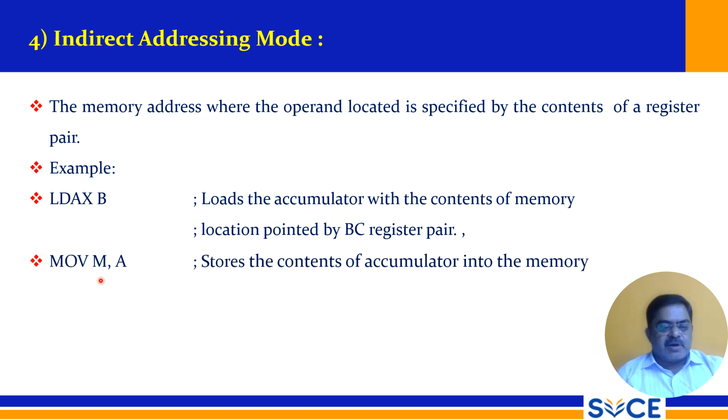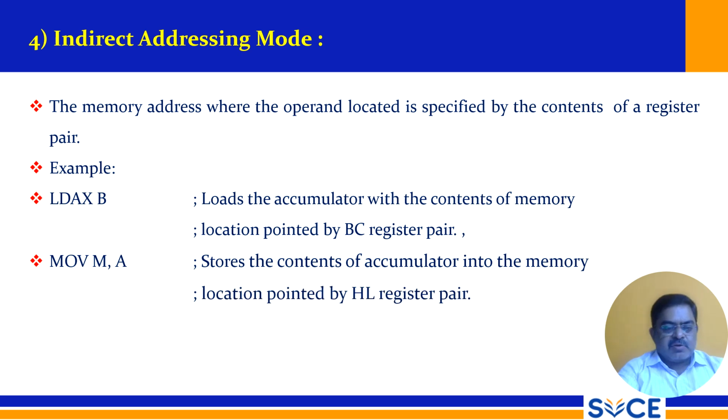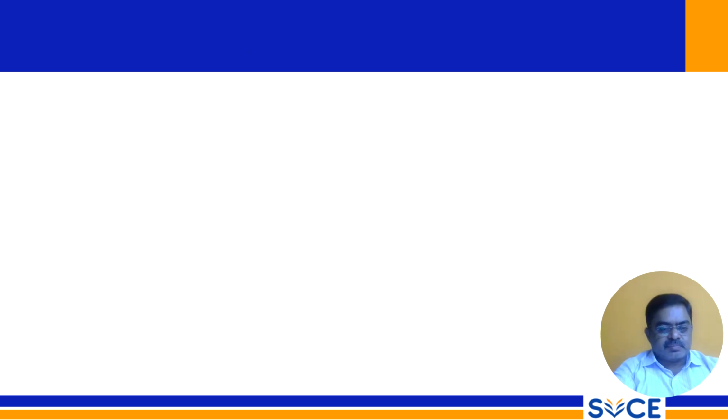And MOV M, A. M is nothing but the memory pointer, which is the HL register pair. It stores the contents of the accumulator into the memory location pointed to by the HL register pair. So indirectly we are storing data from one location to another location.